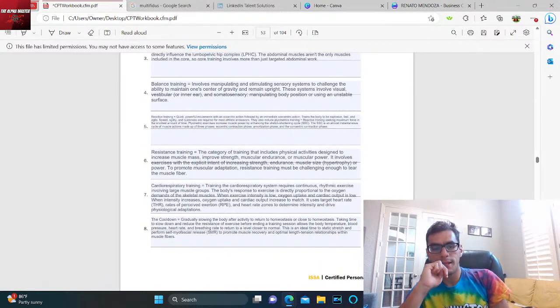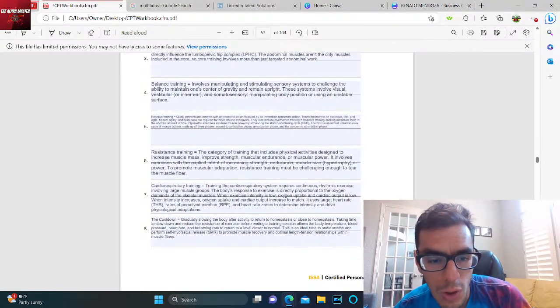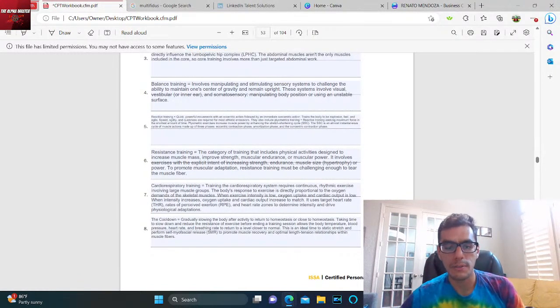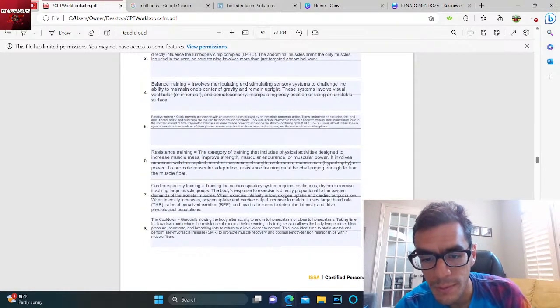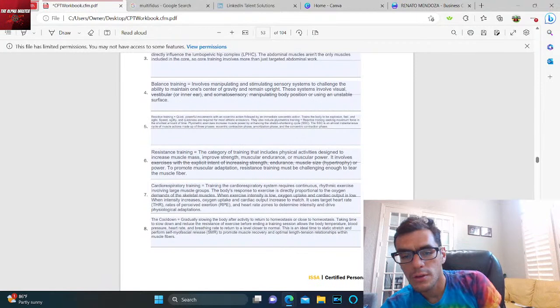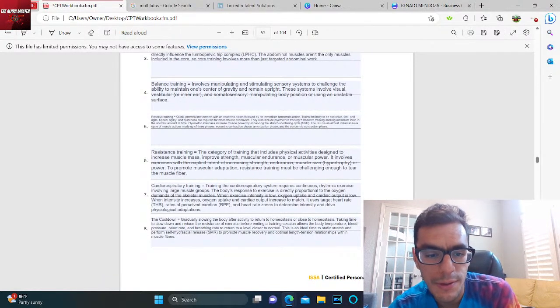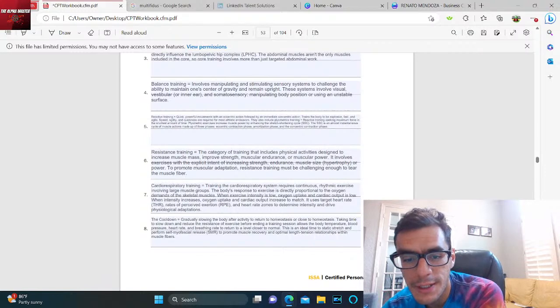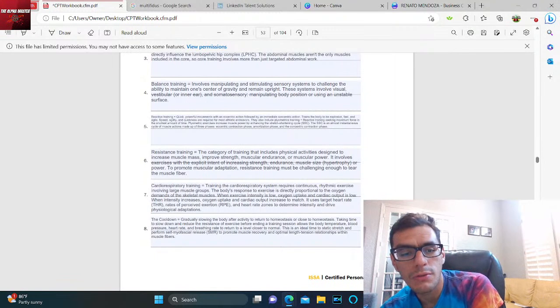And finally, the cool down is gradually slowing the body after activity to return to homeostasis or close to homeostasis. That's the cool down, right? Taking time to slow down and reduce the resistance of exercise before ending a training session allows the body temperature, blood pressure, heart rate, and breathing rate to return to a level closer to normal.